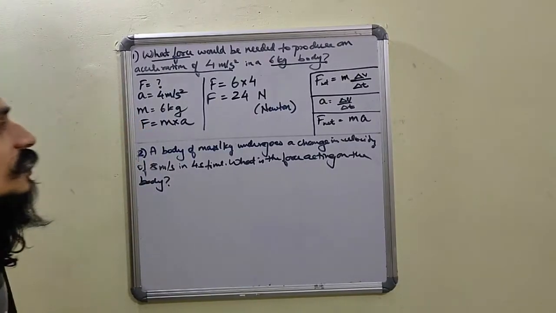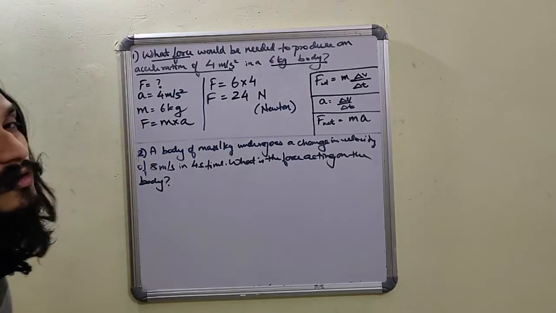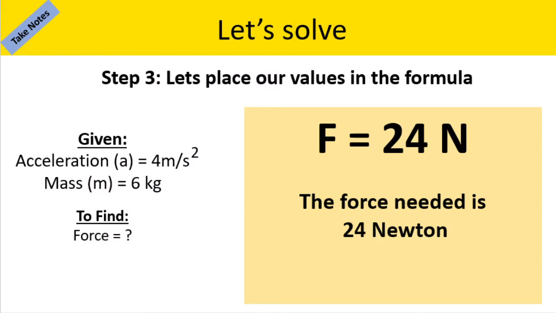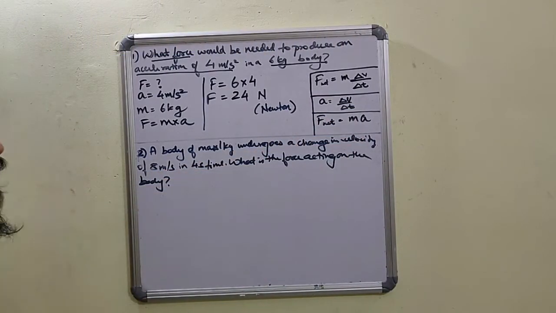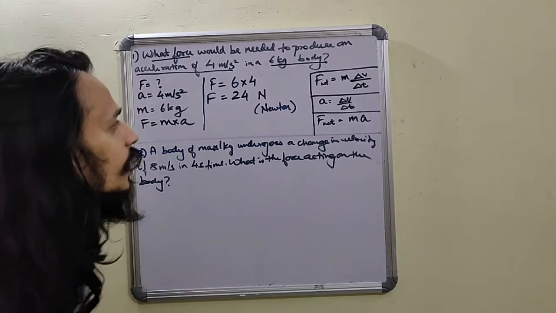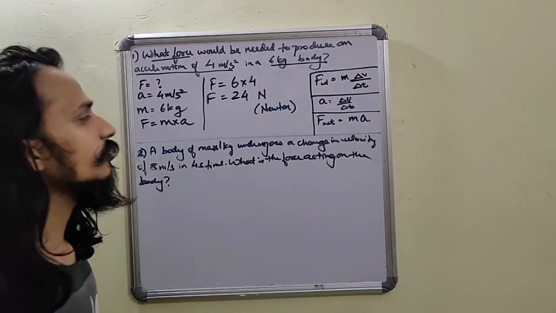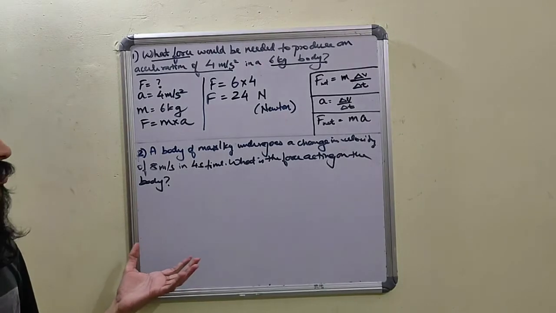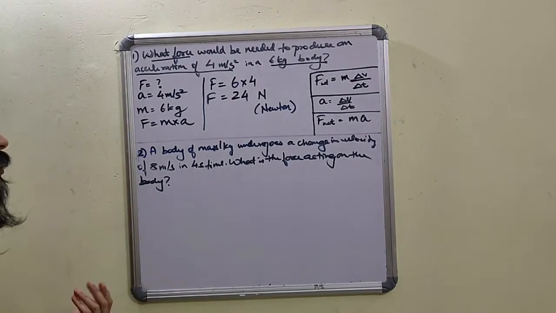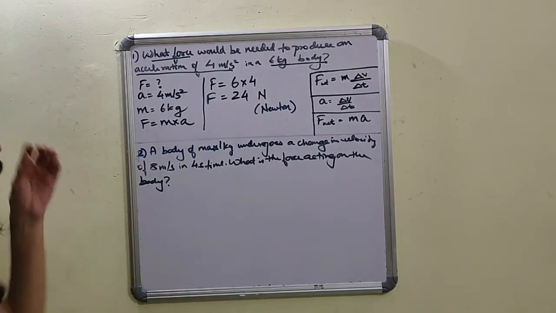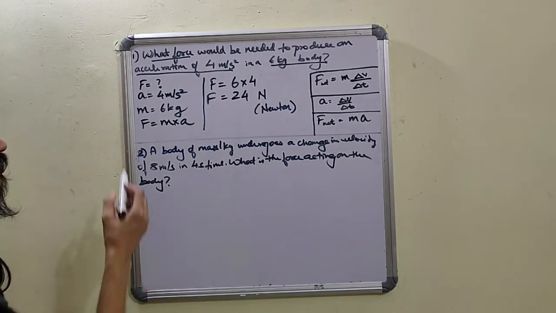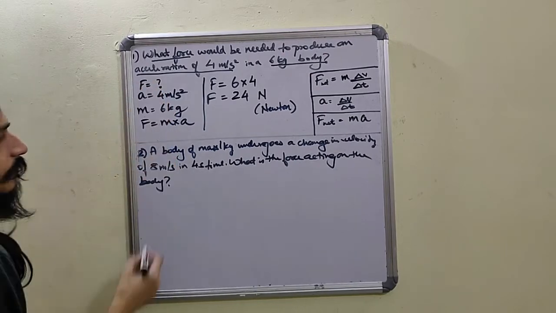Alright, so force is 24 Newton. So this is a very simple sum using the second formula that we have. Now I need to look at what is my second question and solve it in a similar way. Pretty much like we know, just like math: read the question, write the given, and solve for the answer. So this is the given part.